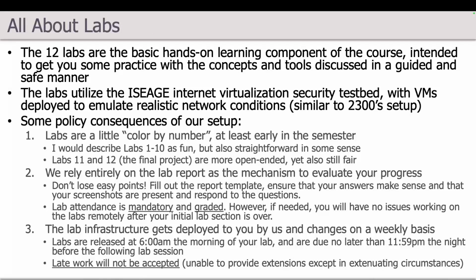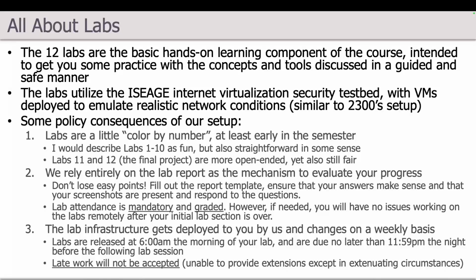Want to talk briefly about the labs. Again, I didn't have this slide up on Tuesday, but I want to make sure we all understand where we are with regards to the syllabus related information regarding the labs. There are 12 labs this semester. That's the basic hands-on learning component of this course. And the idea is to get you some actual hands-on practice with what otherwise is mainly conceptual discussions in class.